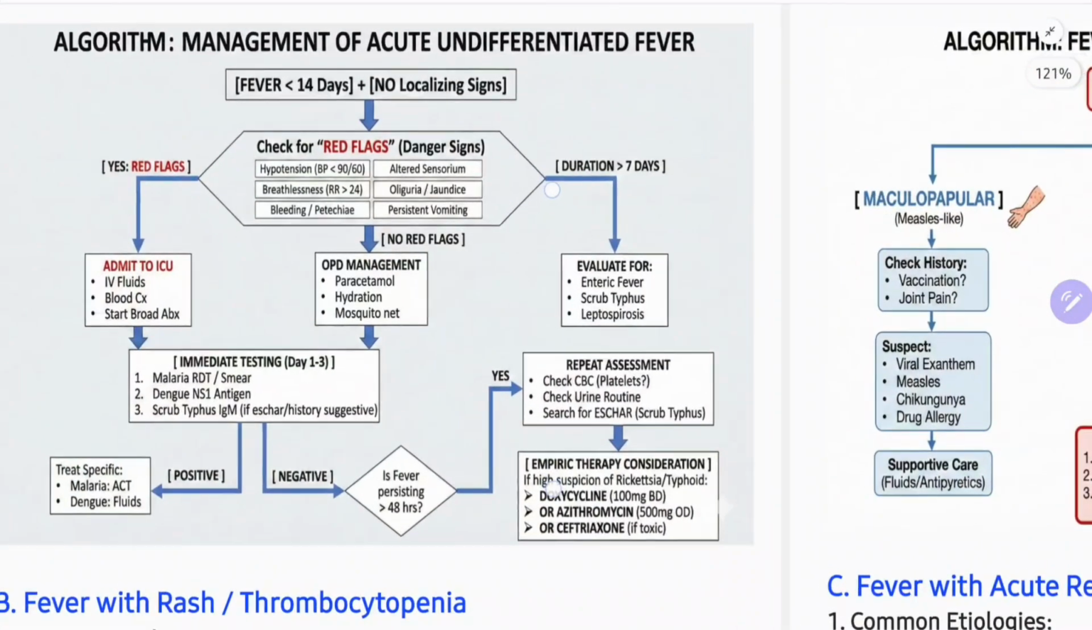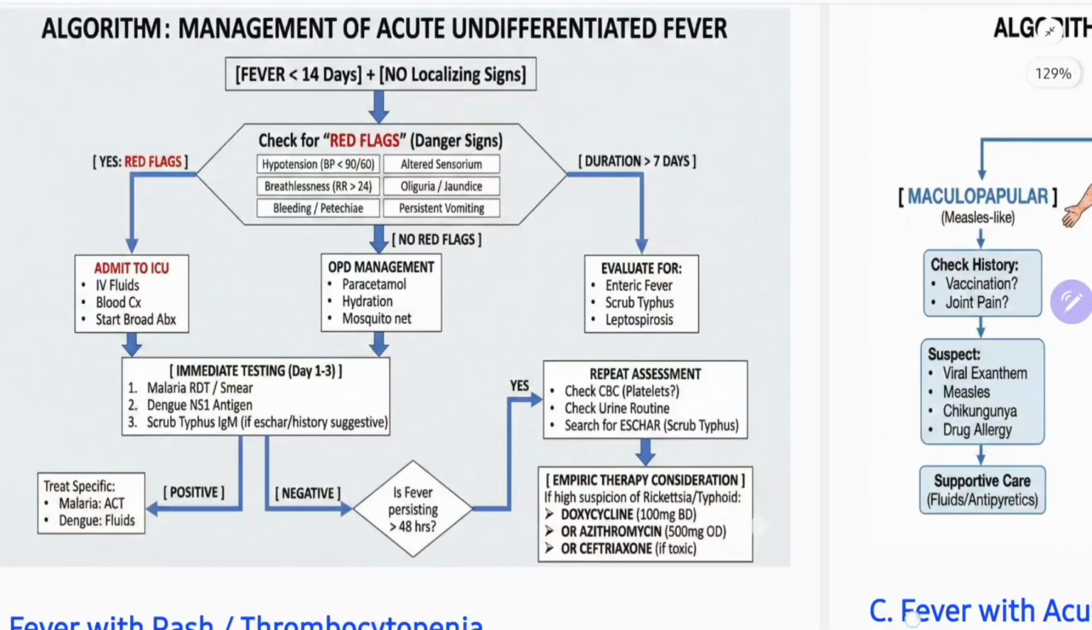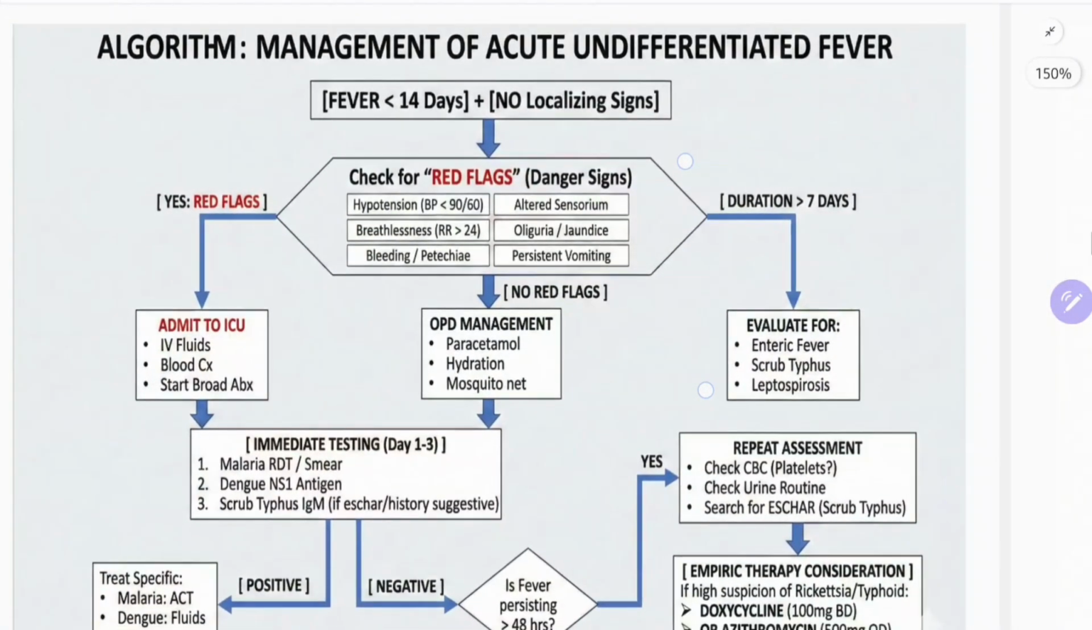So this is the flowchart showing the same things. Management of acute undifferentiated fever. Fever should be less than 2 weeks, and there are no localizing signs. Now you see the red flags. If the patient has red flags like hypotension, breathlessness, respiratory rate more than 24, bleeding or petechiae, altered sensorium, oliguria or jaundice, these are signs of organ failure.